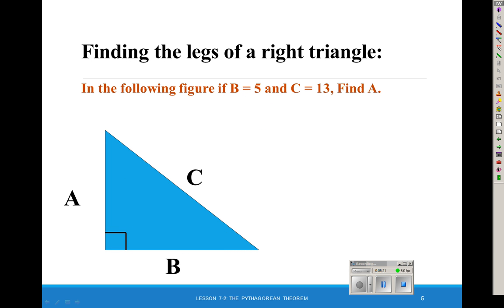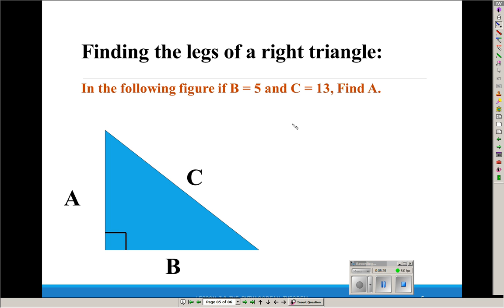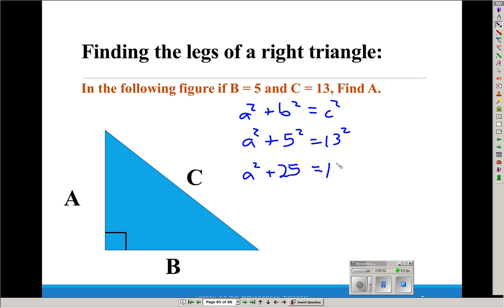Sometimes you're looking for one of the legs. Just make sure you substitute everything in properly. Here, B is 5, C is 13, find A. Well, remember, A squared plus B squared equals C squared. We don't know A, so that's still A squared. B is 5, C is 13. 5 squared is 25. 13 squared is 169.